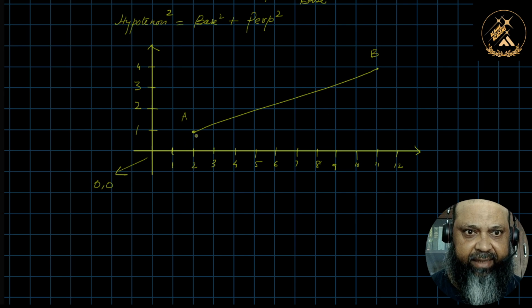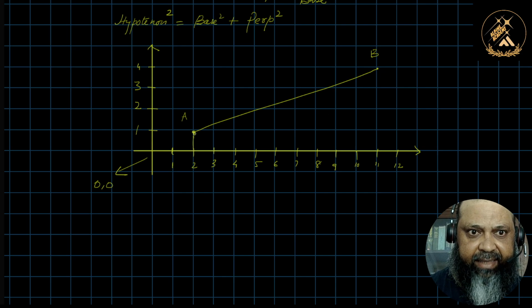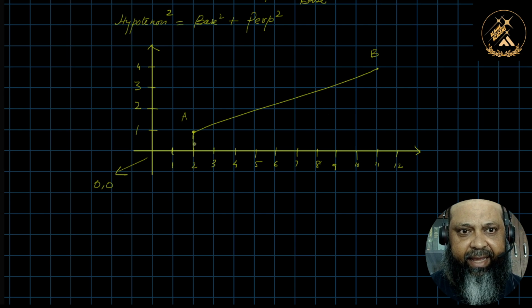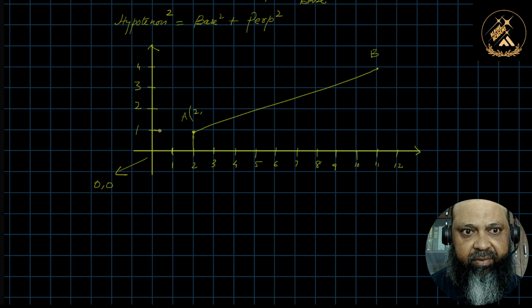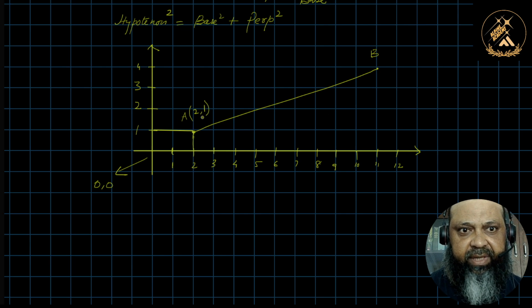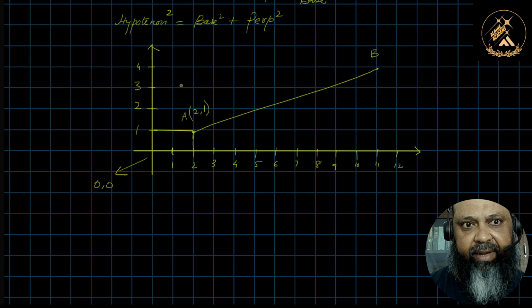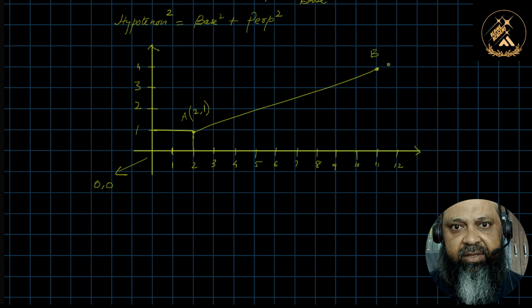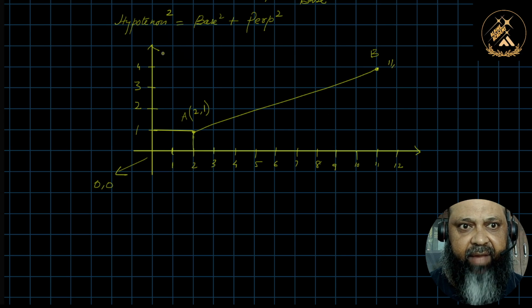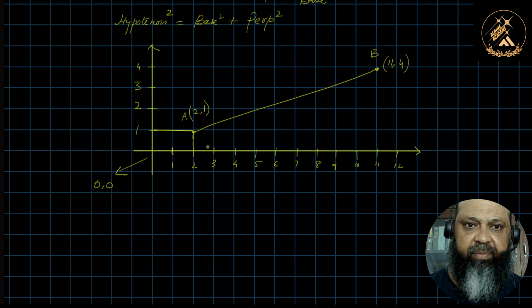If you can see, the x coordinate I can get by putting a perpendicular on the x-axis. I can say that point A has the value of x as 2 and the value of y as 1. Right? So these are the coordinates of the point A. Now let's find out the coordinates for the B point. As you can see, the x value is 11. So I'll take that 11 and the y value is coming as 4. So I'll take 4. So these are the coordinates of the B point.